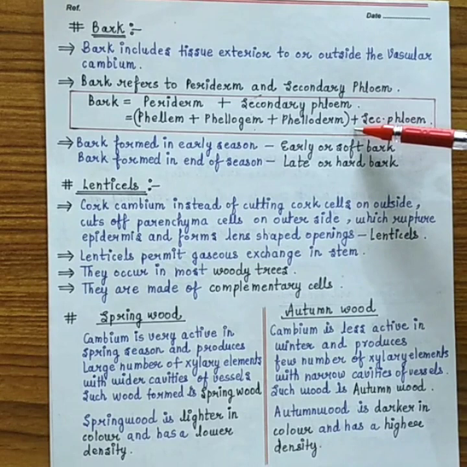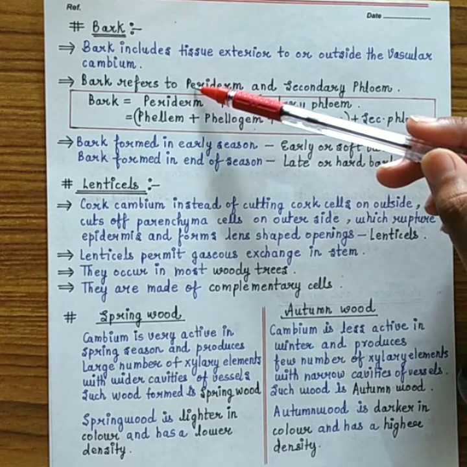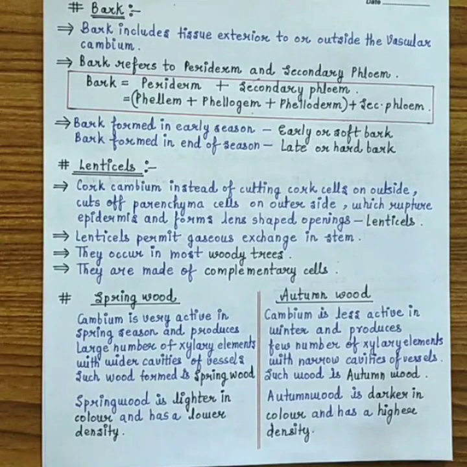This one is very important कि bark is what? The periderm and secondary phloem. All the tissue exterior or outside the vascular cambium. Now, bark which is formed in early season, उसे हम early या soft bark बोलते हैं, and bark formed in the end of the season, that is known as late or hard bark. So, this was all about bark.